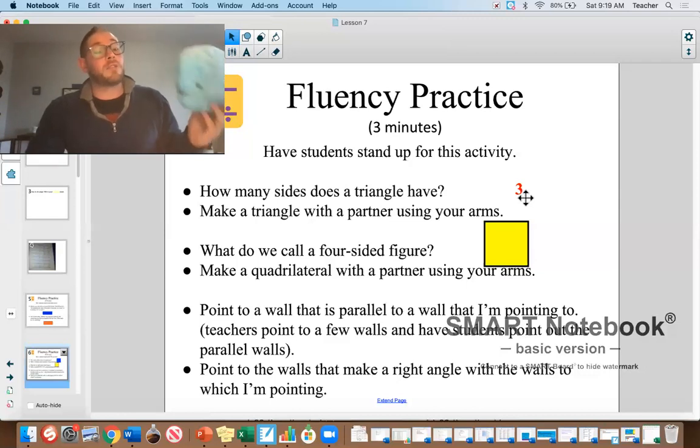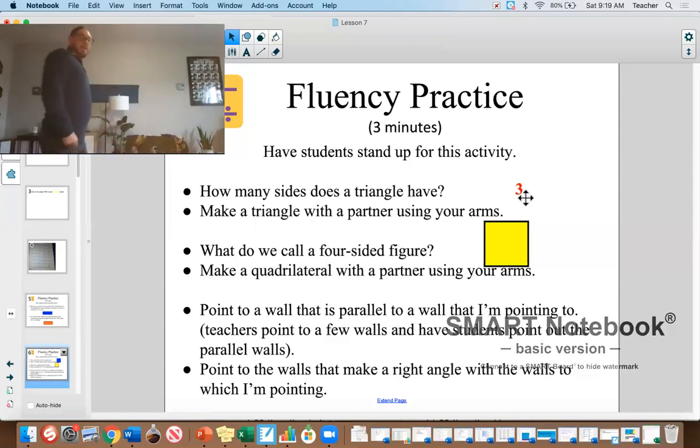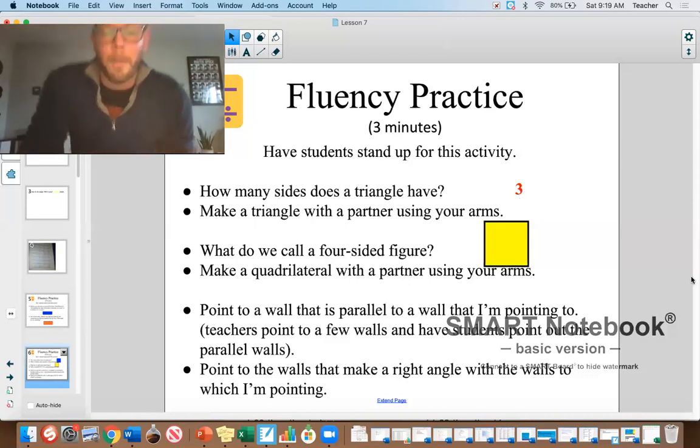I know it might be a little tricky. One way to do it is if you're standing sideways, put one arm out straight and the other arm going up like that, and put the wall in between, and you'll make a triangle. You might need to stand like that to have both your fingertips touching the wall. We just made a triangle.